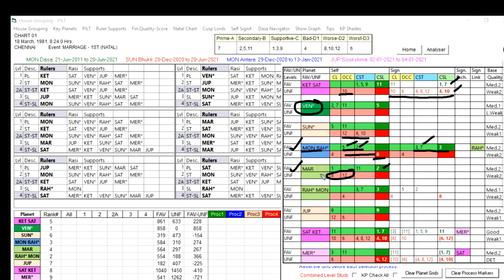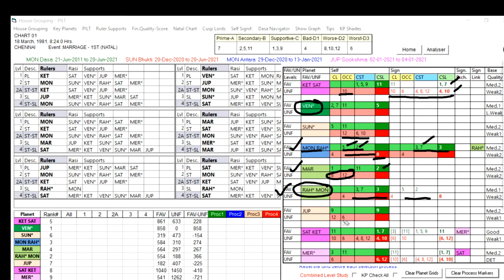This is also moderate, this is also moderate. Whereas Rahu, you can see 3, 7, 3 cuspal sublord, 5 and 2 is present, and unfavorable cell only 4 is present in the cell. Only in the sign column it has got 4 and 8. So when compared to Moon, Rahu is better.